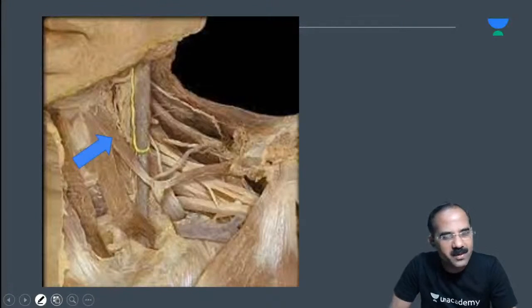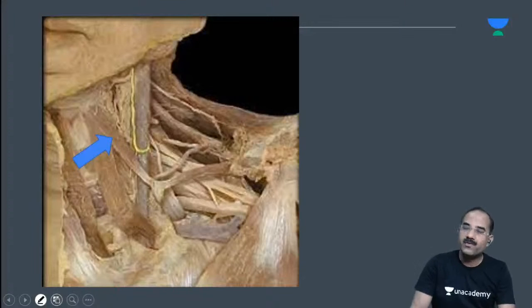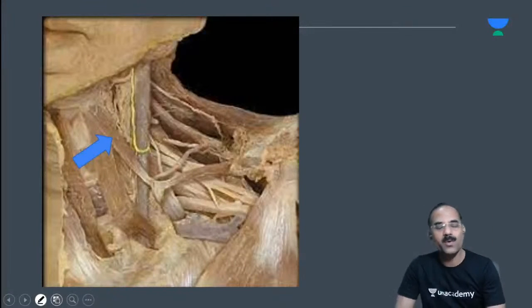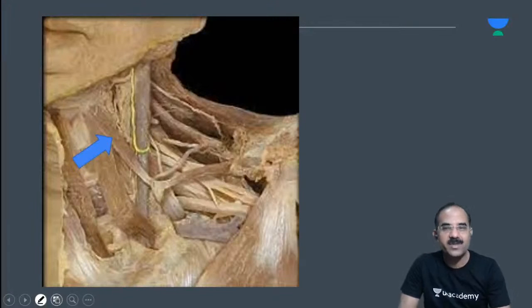Omohyoid also has got two bellies. Name? Not anterior. Anterior belly of omohyoid नहीं होता है. That's the superior belly and the inferior belly of omohyoid. Superior and inferior belly होती है omohyoid के. Anterior and posterior belly are of digastric muscles.